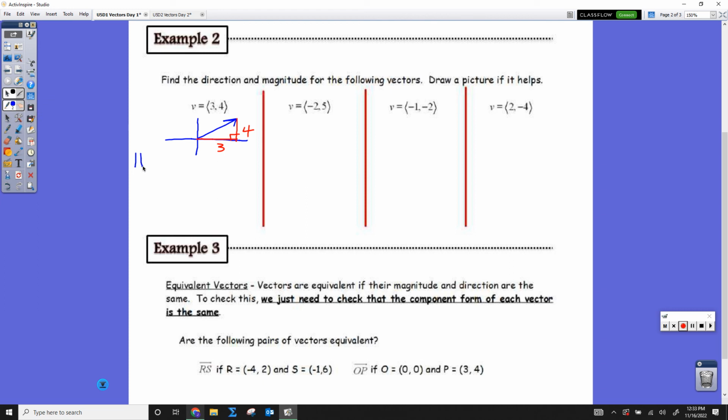Remember, the magnitude would be equal to the square root of 3 squared plus 4 squared, which would be 5. So there's our magnitude, it's 5. Okay, how do we find the directional angle? Tan of theta. I'll write theta this time. Have a calculator ready, please.